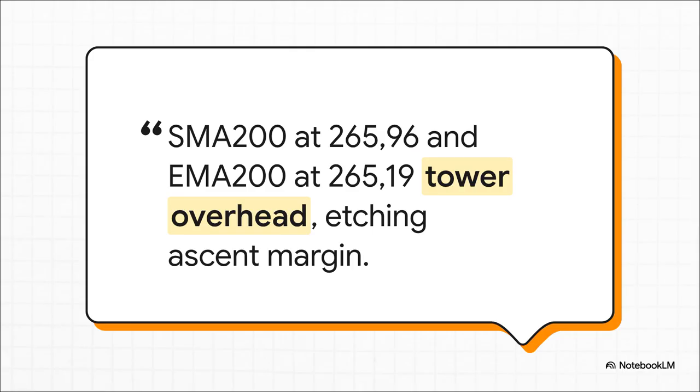They mention the SMA and the EMA. Don't worry about the names, they're just two slightly different types of moving averages. The key phrase here is "tower overhead," at around $265. They're pointing out a really significant price level from the past that's sitting way above where the stock is now. It acts kind of like a ceiling. Traders call it resistance, and it could make it tough for the stock to climb much higher.